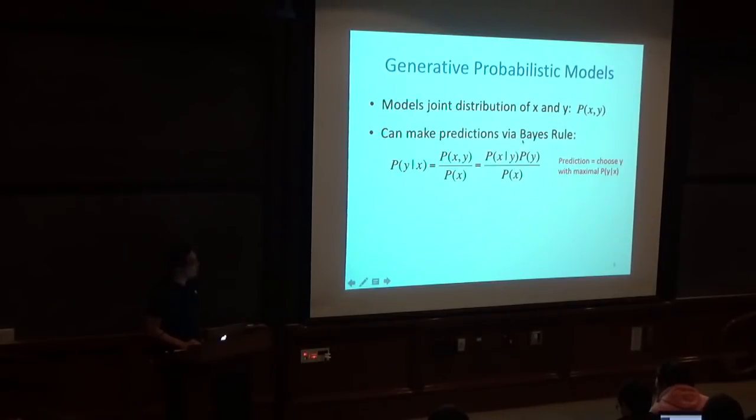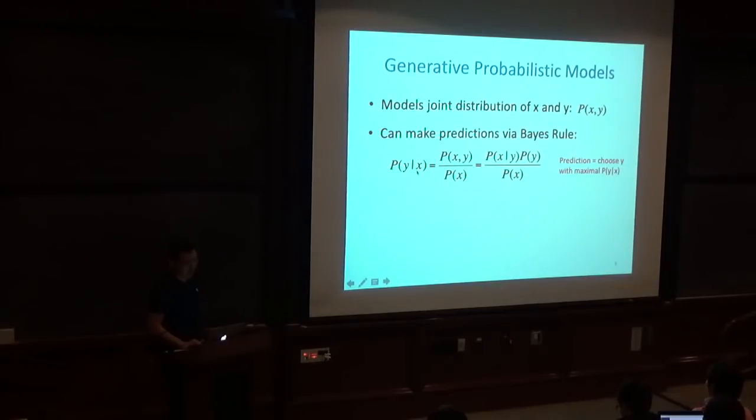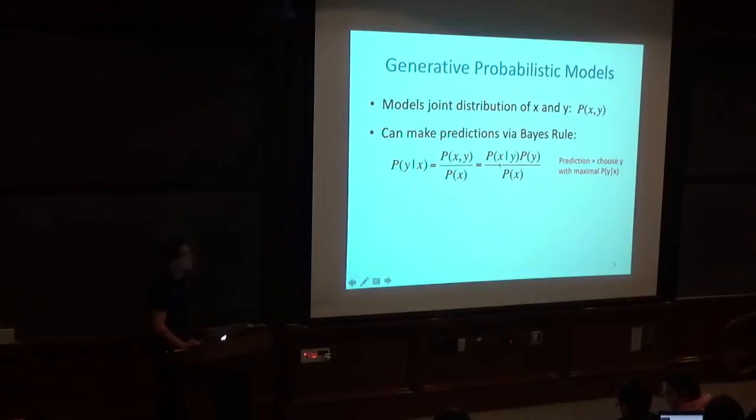Now, because we're learning p of x comma y, we have to use what's called Bayes' rule in order to predict p of y given x. Bayes' rule basically says p of y given x is equal to the joint distribution p of x comma y divided by p of x, which equals p of x given y times p of y divided by p of x. It's just invoking the law of conditional probability, which is the second equality, and the third equality, actually.